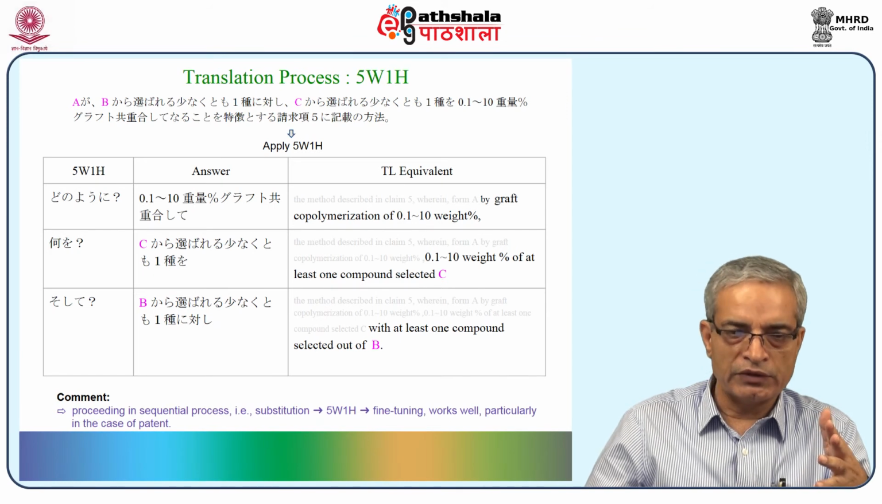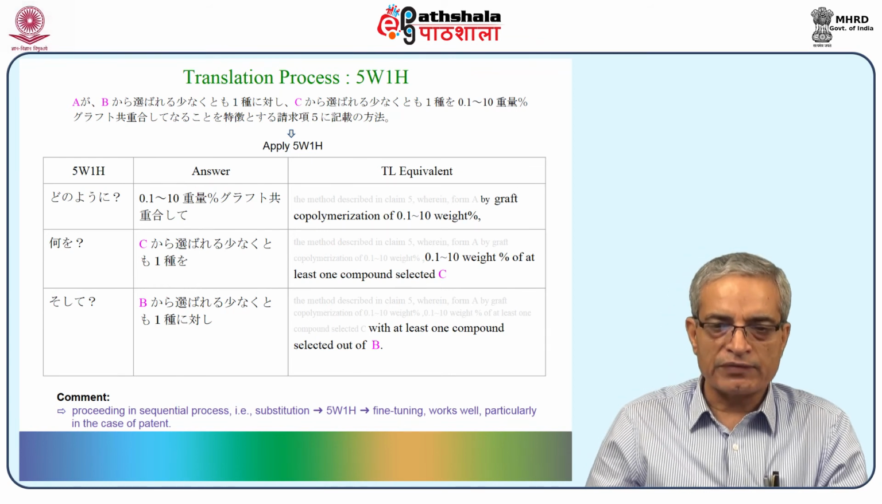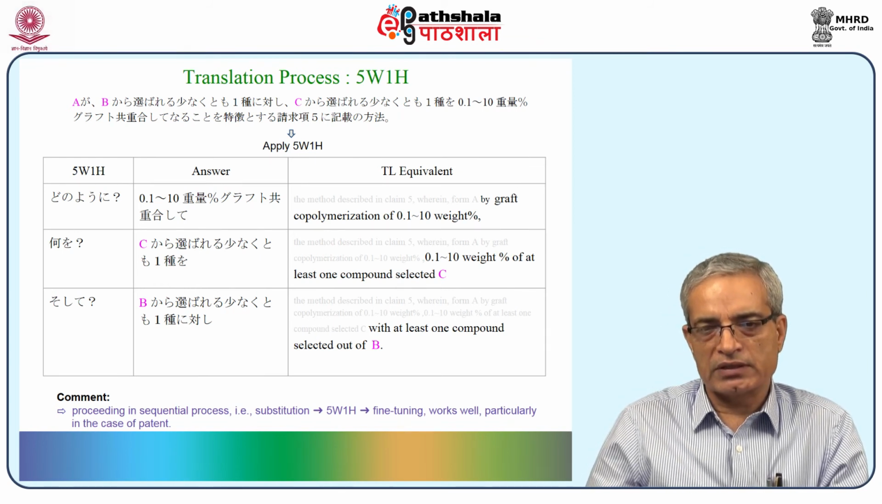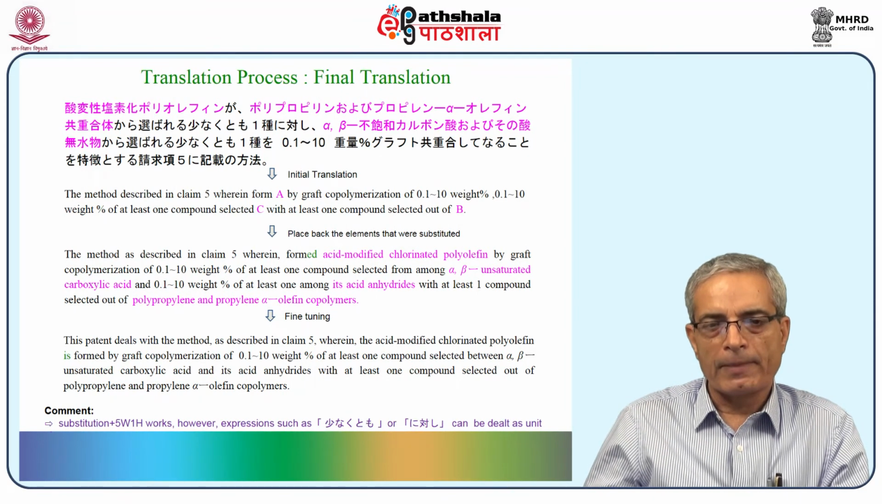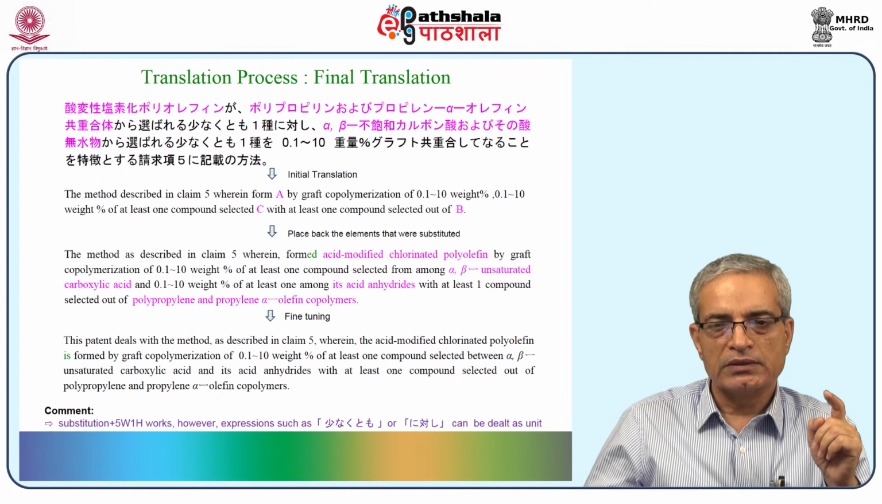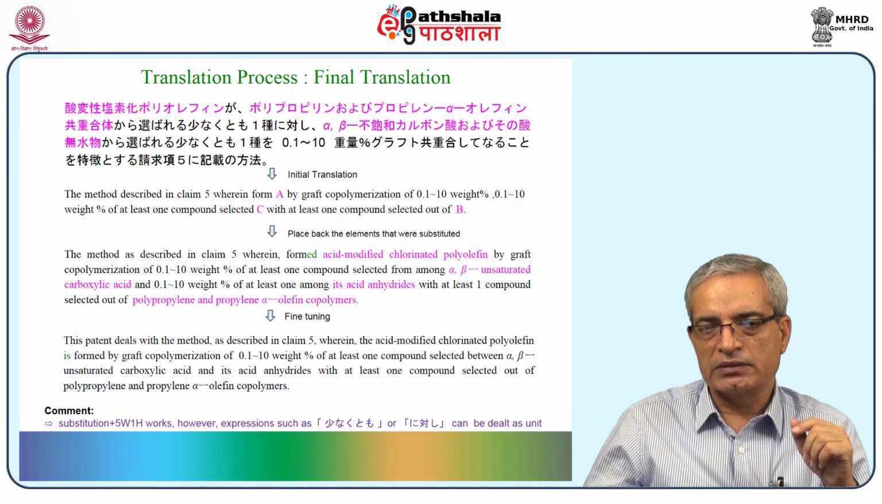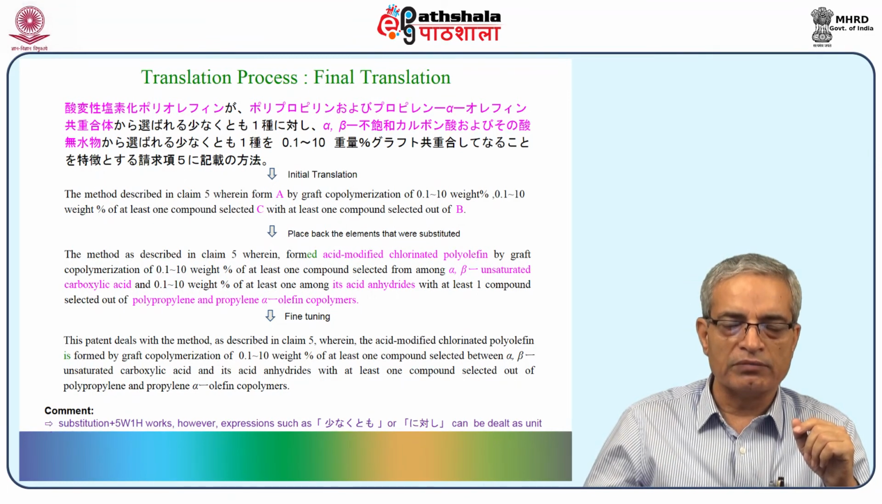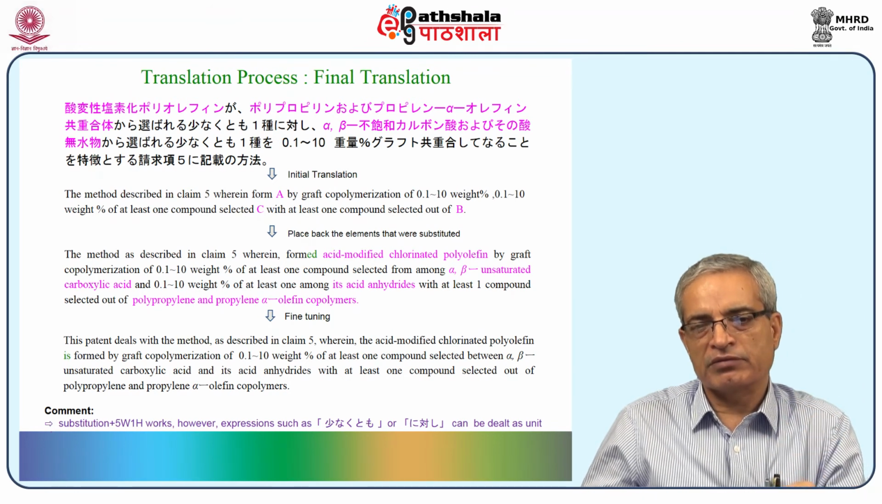And when we see this proceeding in a sequential process, that is substitution, next 5W1H, next fine tuning, it works well, particularly in the case of patent. Final translation will come. This is the initial translation: the method described in claim 5, wherein something form A by graft copolymerization of 0.1 to 10 weight percent of at least one compound selected C with at least one compound selected out of B. This was not making good sense, so let's put back the elements that were substituted.